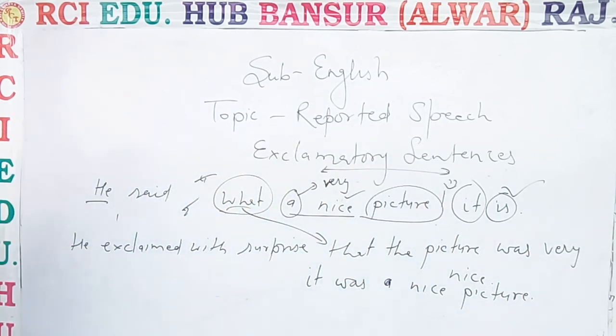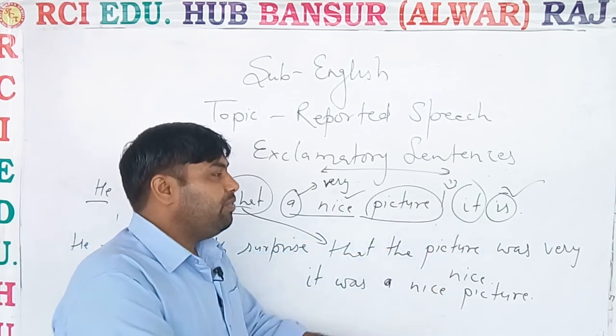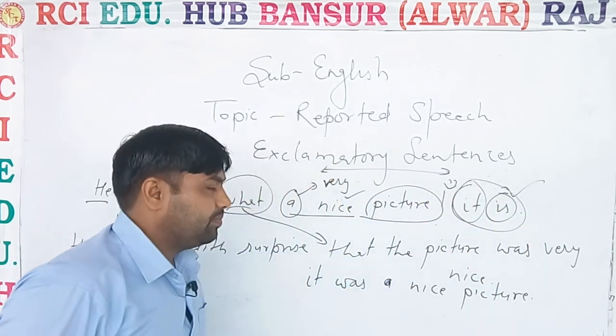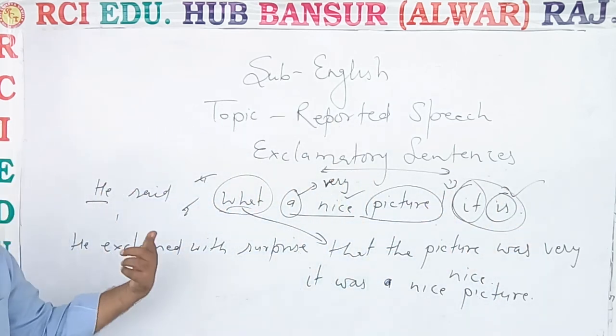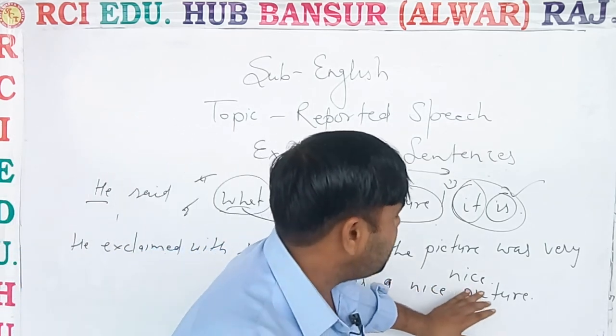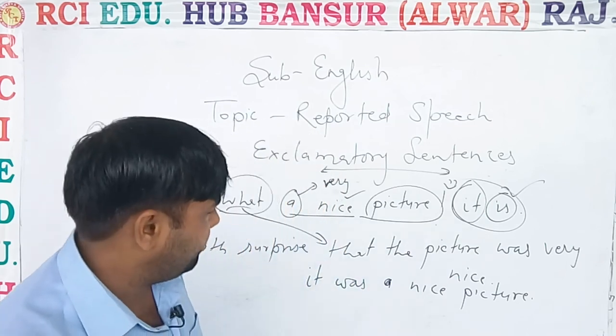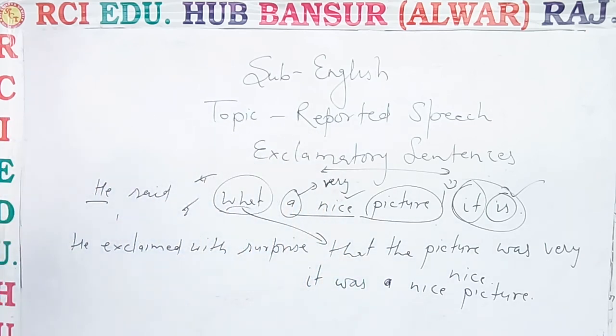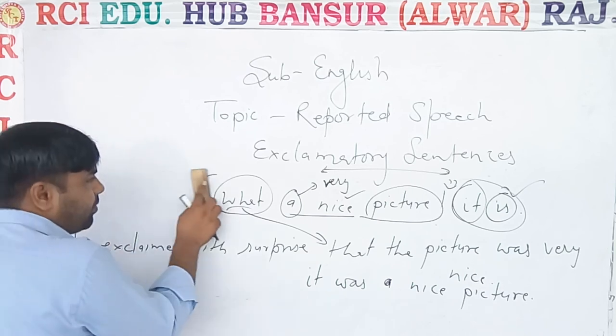Just listen, students. If "it" is given, then firstly we'll take "it" and change it into "was", and after that, whatever is written, you just write the same way, it will be correct. There's no problem. Got it? Now second.